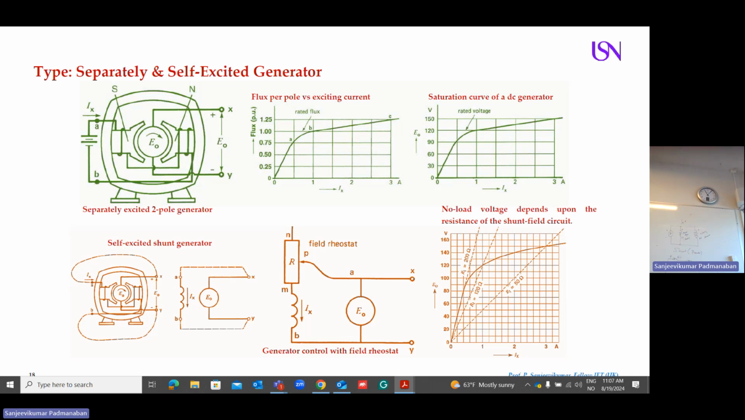Clear? The characteristics. So if you want to increase the output voltage of your generator, what do you have to do? Increase the excitation. How to increase the excitation? Increase this DC voltage between A and B. Increase the voltage. Increase the current to the coil of the field winding. Increase the flux. As you increase the flux, your output voltage also increases.